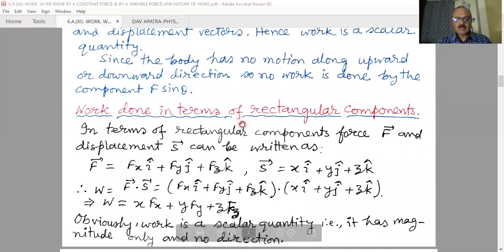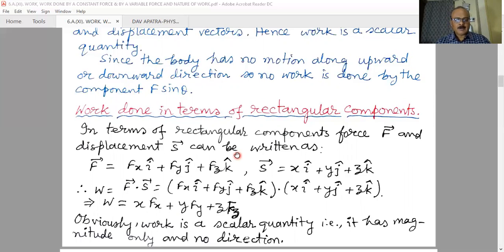Now, if we consider the displacement and also force in rectangular component forms, in the case of three dimensions, there are three components, and generally we take a frame of reference with x-axis, y-axis, and z-axis, and we know i cap, j cap, and k cap are the unit vectors along the x-axis, the y-axis, and the z-axis. Similarly, in three-dimensional cases, the displacement can be written in this way: x i cap plus y j cap plus z k cap.